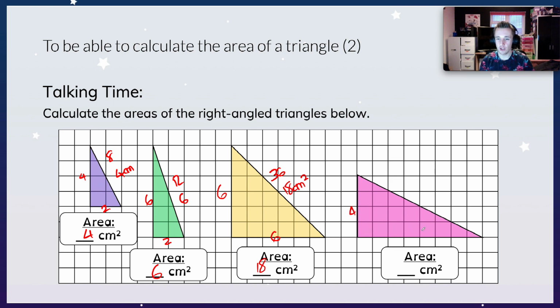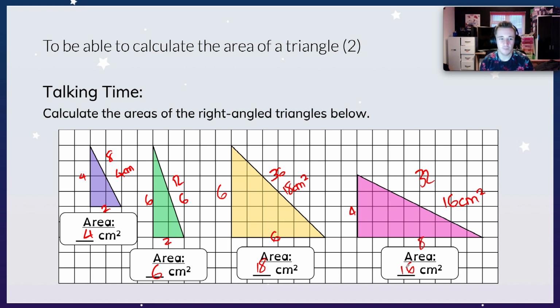1, 2, 3, 4, 5, 6, 7, 8, I think. 1, 2, 3, 4, 5, 6, 7, 8. Yep, 8. 4 times 8 is 32. Half of 32 is going to be 16 centimetres squared.